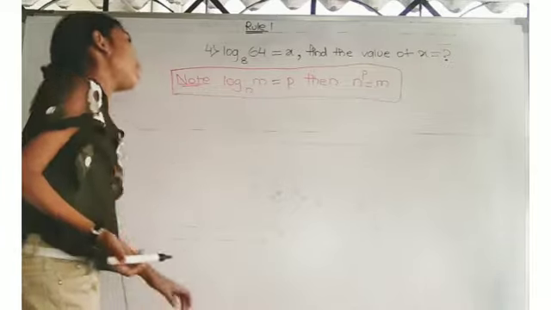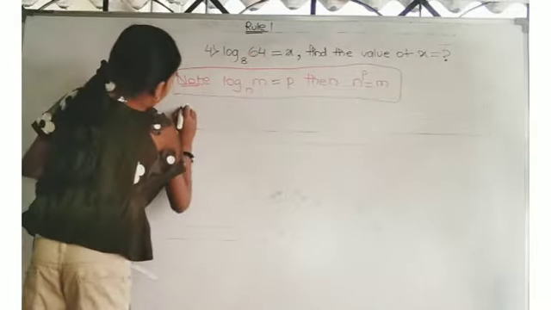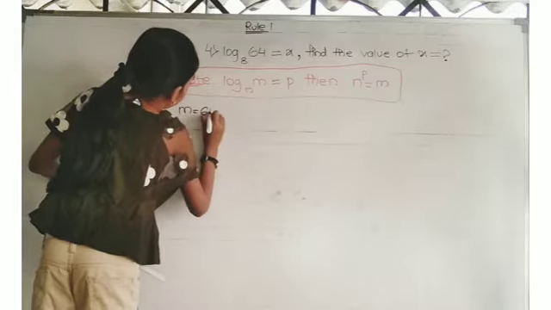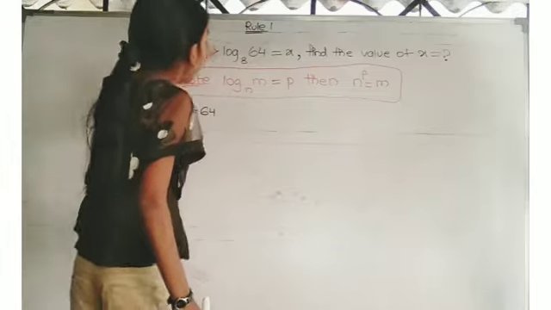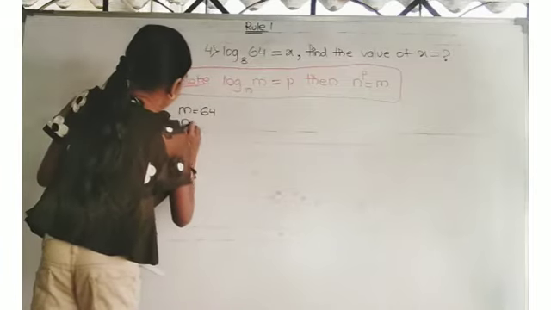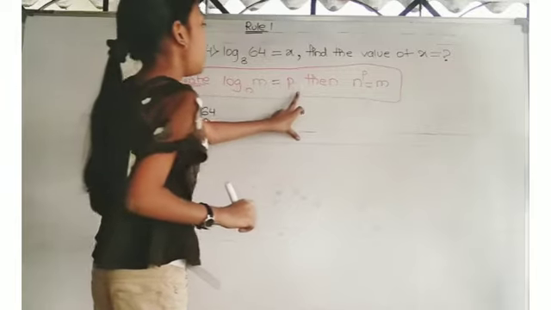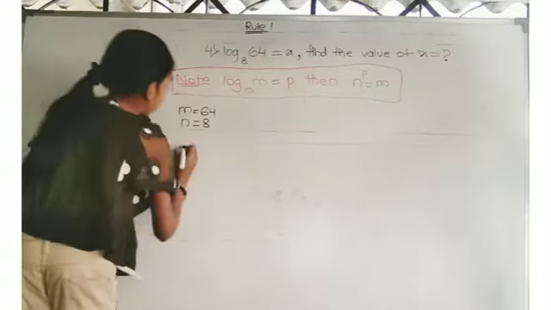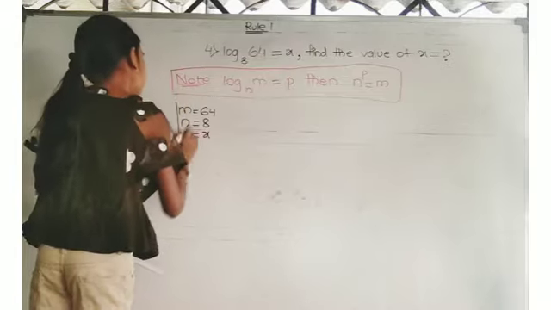Now we are going to compare. So the value of m is 64, so m is equal to 64. Then the value of n is 8, so n is equal to 8. The value of p is x, so p is equal to x.